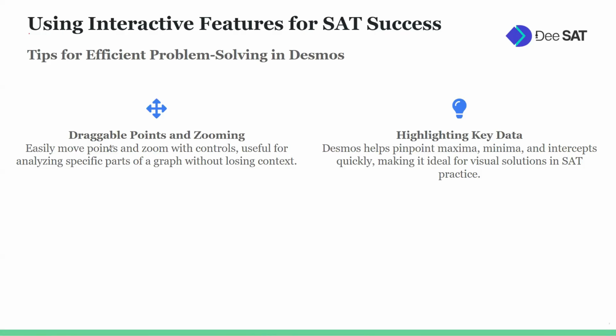Using interactive features, Desmos has interactive features that make solving SAT math problems easier. For instance, you can drag points to see how they affect the graph or zoom in to analyze specific regions. I'll talk about the draggable points in a minute. You can also quickly find key data like maxima, minima, and intercepts. This is a game changer for graph-based equations on the SAT.